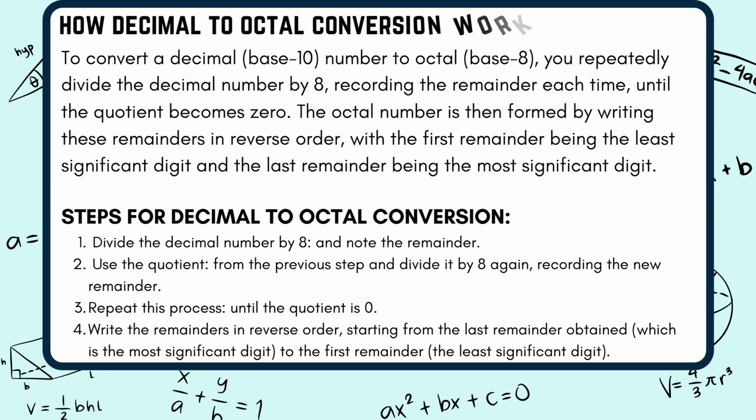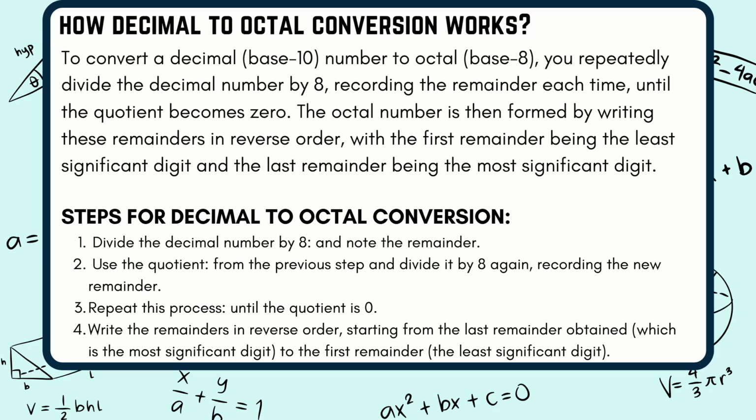So in this part, let us define how decimal to octal conversion works. To convert a decimal base 10 number to octal base 8, you repeatedly divide the decimal number by 8, recording the remainder each time until the quotient becomes 0. And the octal number is then formed by writing these remainders in reverse order, with the first remainder being the least significant digit and the last remainder being the most significant digit.